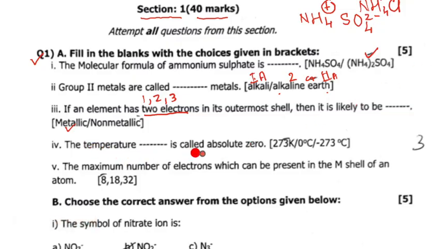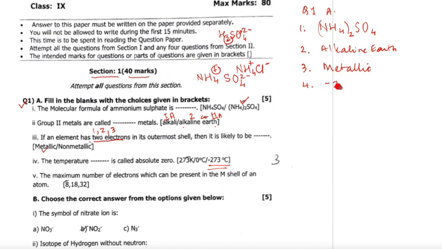We come to the fourth one. The temperature is called absolute zero. Now absolute zero is this temperature. You know this very well. Very simple question this was.